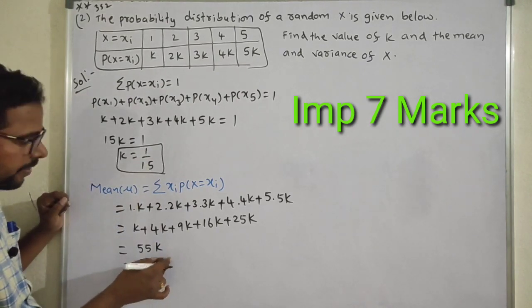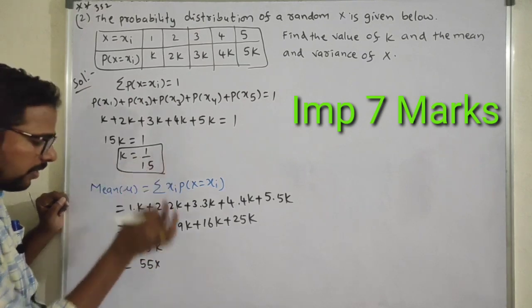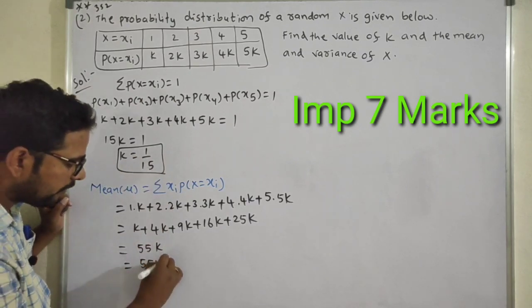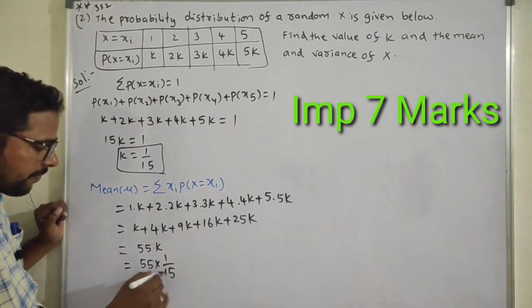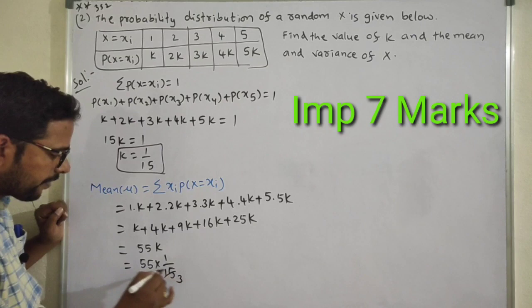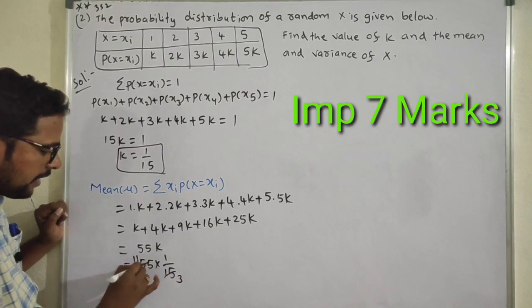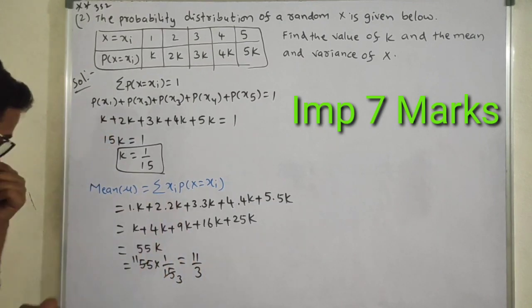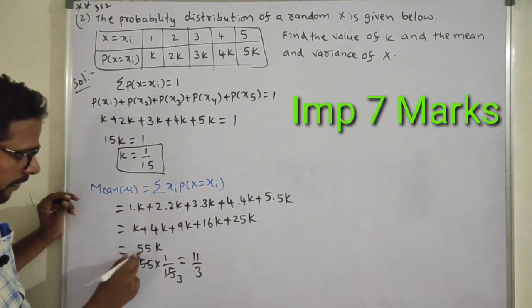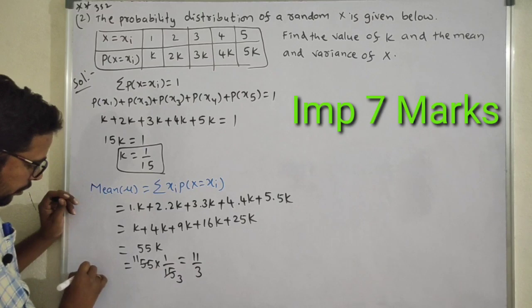Substitute the value of k, 1 by 15, here. So substitute: 55 into 1 by 15. Do cancellation. 5 threes are 15, 5 ones are 5, 11 by 3. So mean is equal to 11 by 3. Mean mu is equal to 11 by 3.